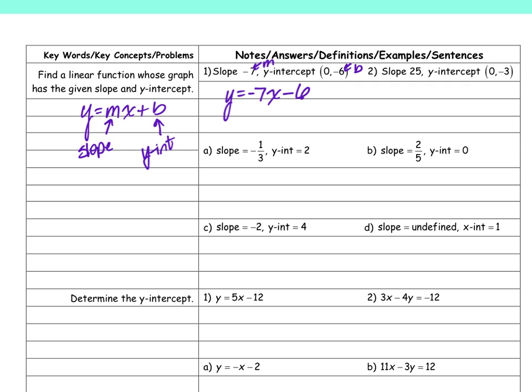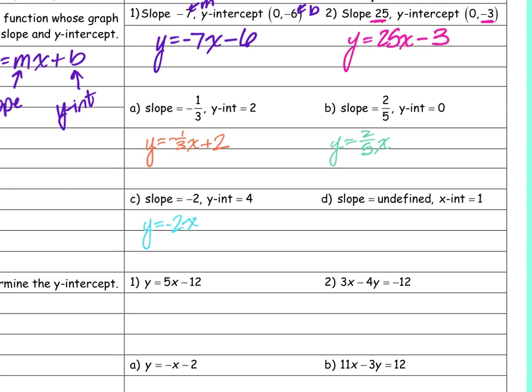And then for number 2, here's my slope, here's my y-intercept. So I've got y equals 25x minus 3. Okay, can you guys do that? I hope so. You have 4 of them to do. y equals -2x plus 4.